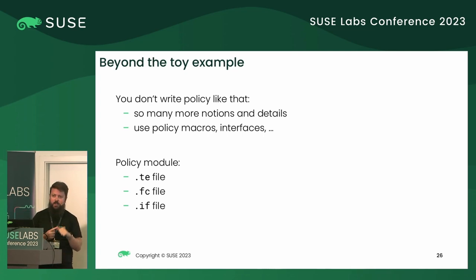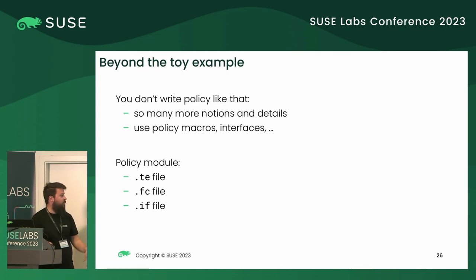A TE file, the type enforcement file, which will contain all of the allow rules that we've just seen. So we'll have everything that our application is allowed to do. Then it will have a file context file that will define what types correspond to all the files that our application interacts with, or that our application provides, let's say, our executable, configuration files, and so on.